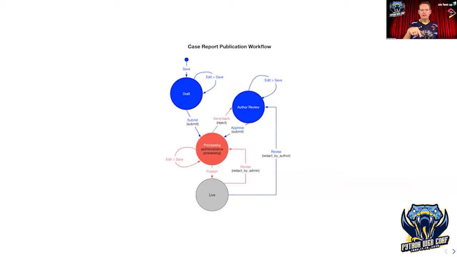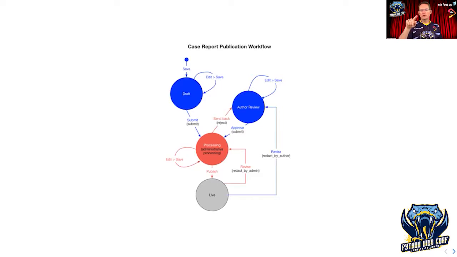The last bit we'll get to at the very bottom is once it's gone back to the editor and then published live, you'll see that there are two different colored arrows coming out of the live box. At the live state, maybe for example, the editor or the author can't actually change the content, so it's more of an immutable state.